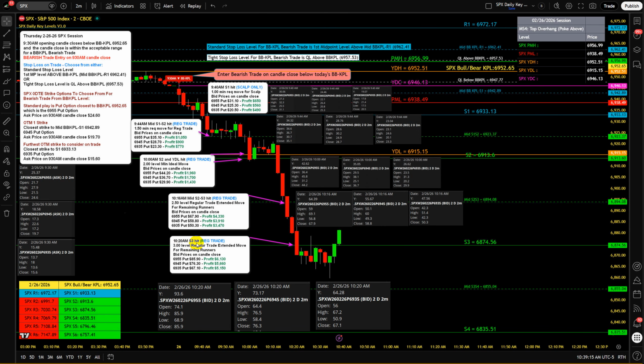At 10:20 a.m., we have a hit of the S3 level. That is now a full 3-level move in your favor. Again, calculating from the level we're basing the trade on, looking in the direction of the trade. Now this is the 3-level move in our favor. Again, a 3-level regular trade extended move for remaining runners.